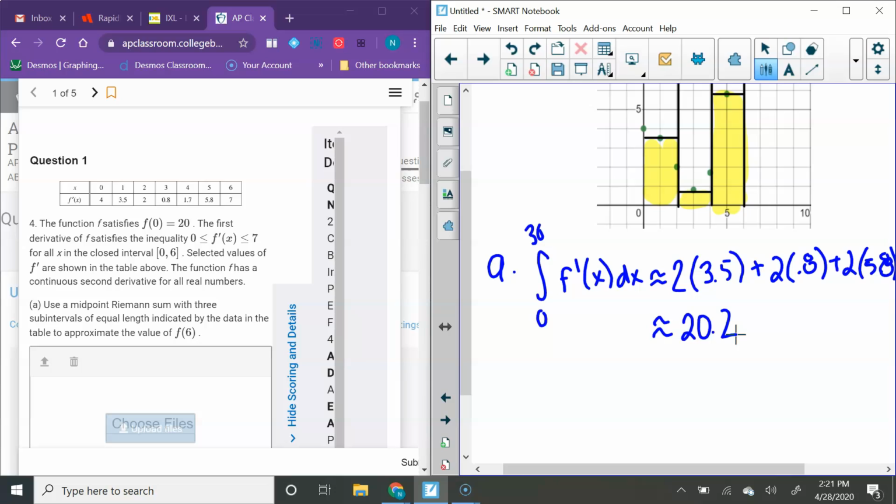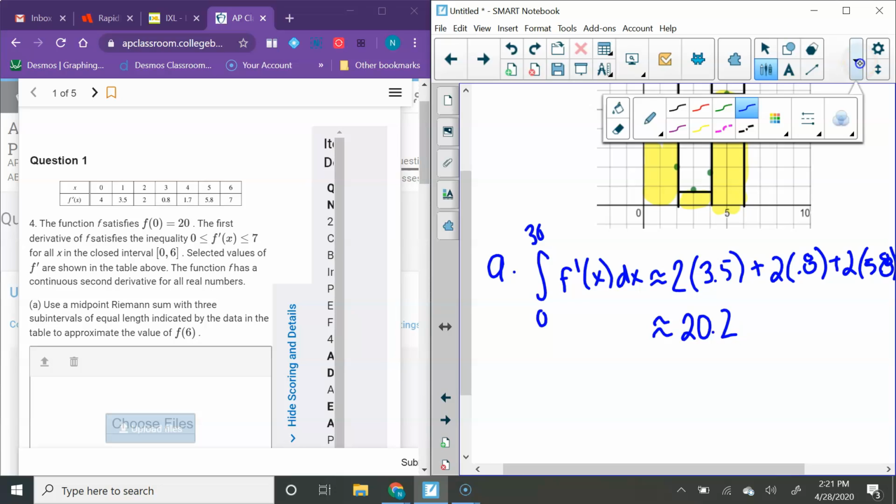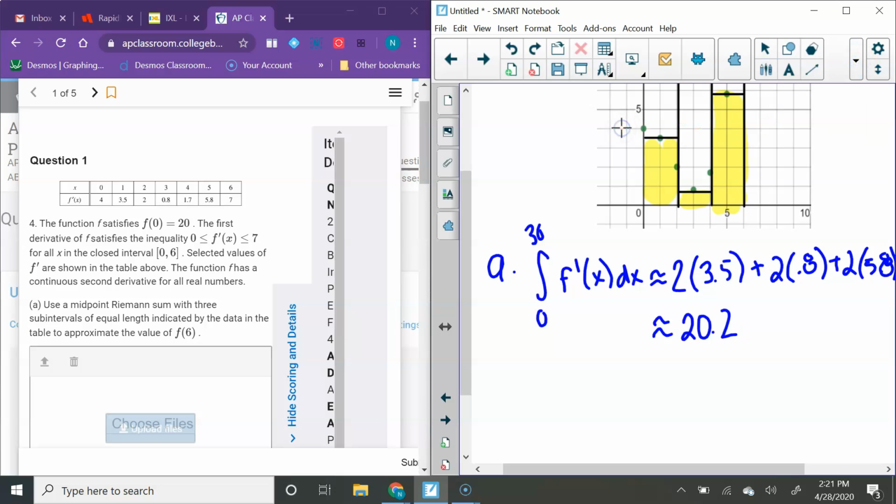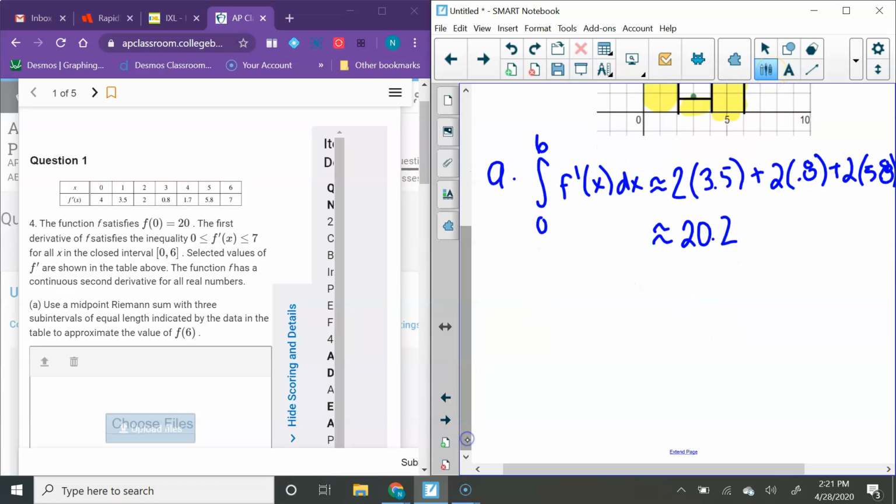Now, the question did not ask us to estimate the area under the curve from 0 to 30. Oh, I'm sorry, I don't know why I put 30. I've been doing the next problem, and I should not have put a 30 there. Losing my mind, sorry. That right there should be a 6. So, this is the area under the curve from 0 to 6. The question asks us to approximate f of 6.